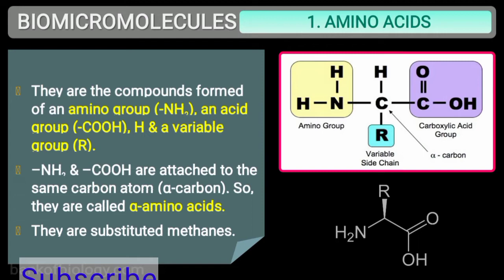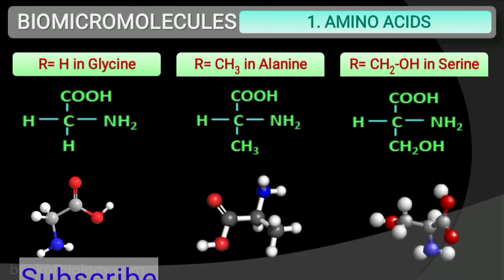That NH2 and COOH are attached to the same carbon atom, which is called the alpha carbon. The carbon to which all the functional groups are attached is always called alpha, the next to it is called beta, the next is gamma and so on. They are called alpha amino acids. They are substituted methanes, meaning they are derivatives of alkanes. If we replace the R or alkyl group with hydrogen, that amino acid is called glycine. If we replace the alkyl group R with CH3, that is called alanine. If we replace R with CH2OH, that is called serine.